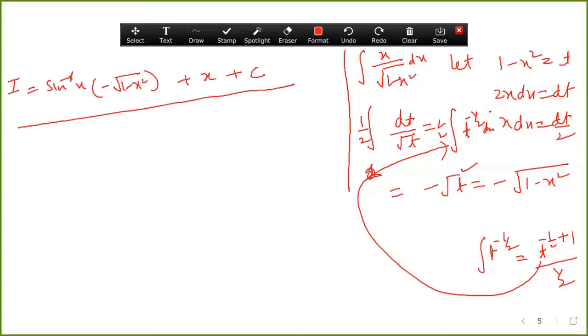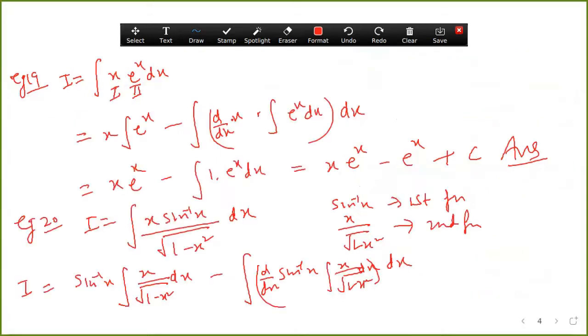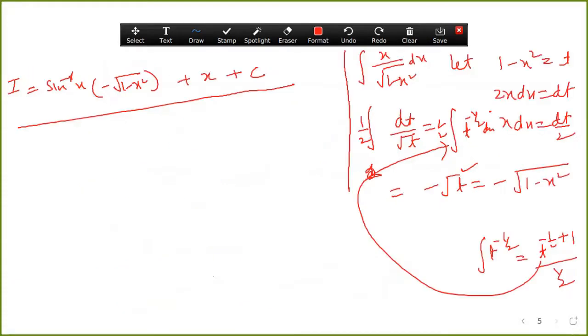Because when you put here the value of integration of x upon root 1 minus x square and derivative of sine inverse x, both will cancel to each other. Only one will be there. So integration of one is what? x. That's why I have taken x plus constant.